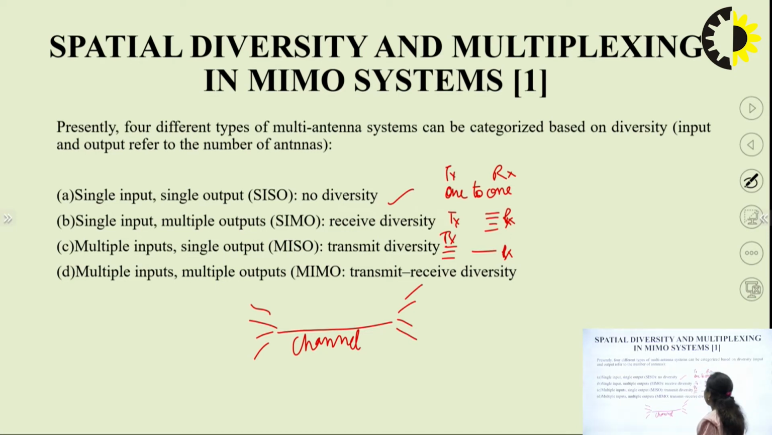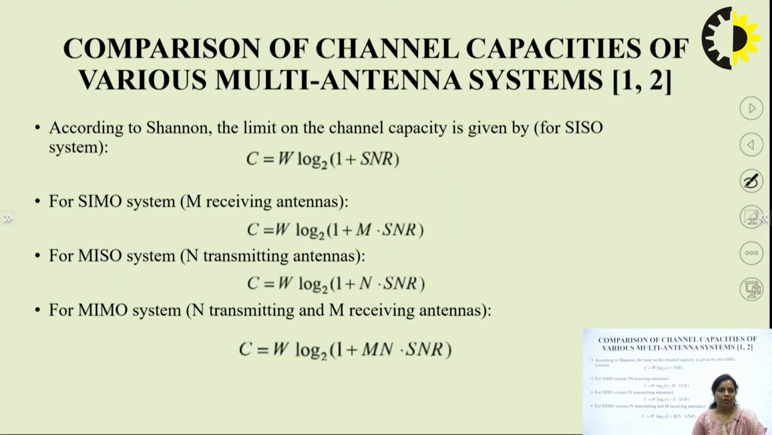Last one is the multiple input, multiple output. So n number of transmitters, n number of receivers. This is the case. So these are the 4 different types of antenna systems that we can consider. Other than that, there is no possibility. So comparison of channel capacities of various multi antenna systems. Now this particular slide is going to give you a formula to calculate the channel capacity, which is given by Shannon, which is a very famous formula to calculate the capacity of the system.